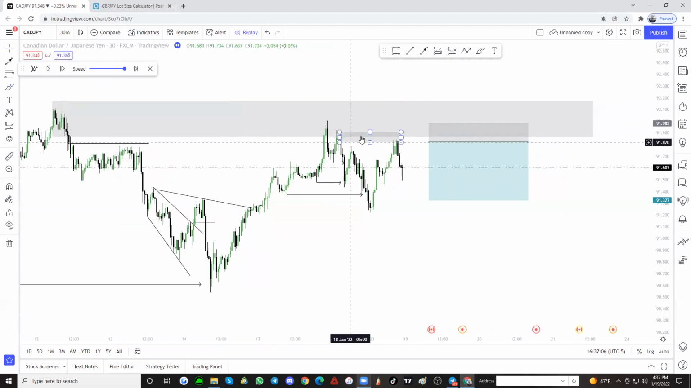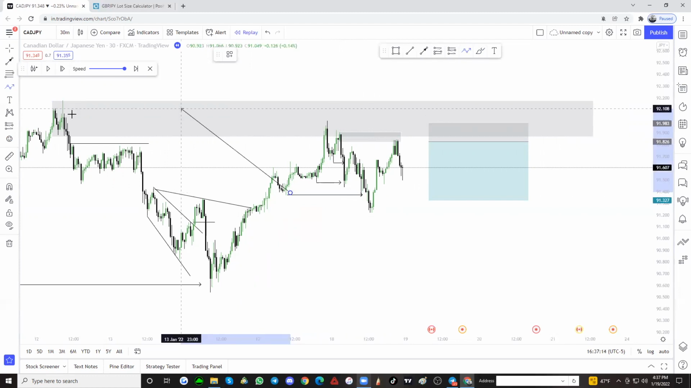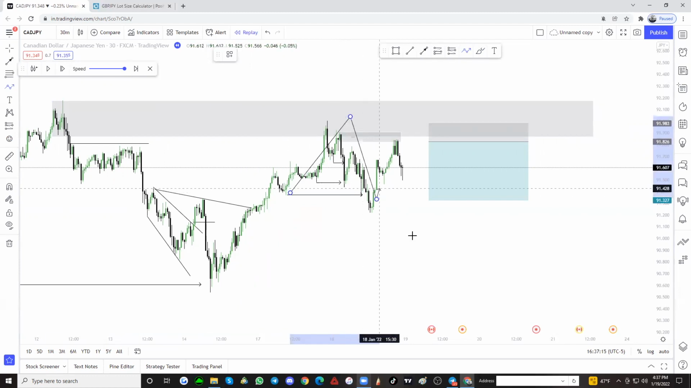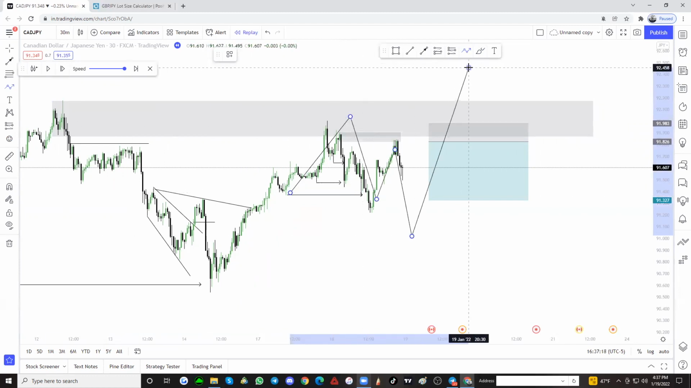Understanding that we have a nice 30-minute area of supply. Now, there is absolutely no telling that this could hold, right? And there's absolutely no telling that price can't just come into this 4-hour POI, start to redistribute, and then push price higher. That's why it's so important to take partials along the way.